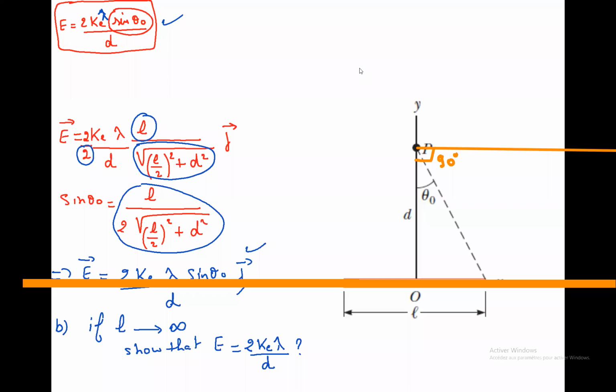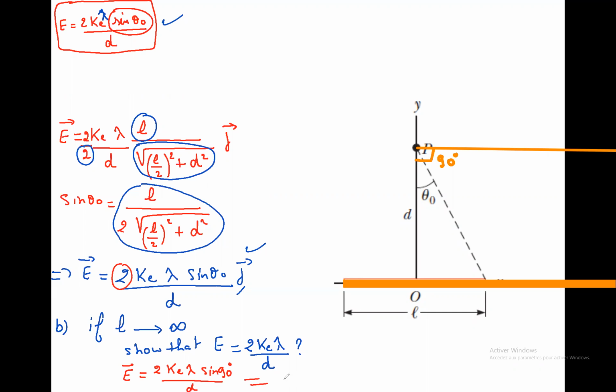Okay, in this case, E equals 2 k_e lambda sine 90 divided by D, which is equal to 2 k_e lambda over D in the j direction. Okay, this is the answer. Thank you.